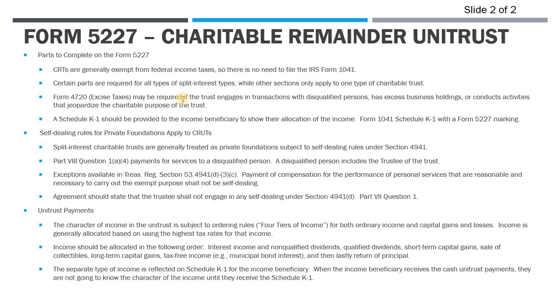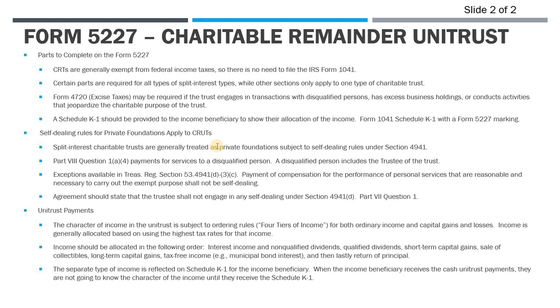All right, so what parts are we going to be completing here? CRTs, again, are exempt from federal income taxes, so we don't have to do the 1041. Right now, the 5227 is very comprehensive, right? So there's going to be a lot of parts that will apply to net income CRUTs or net income CRUTs with makeup, or just regular CRUTs, lead trusts. And we'll see this when we go through the parts, there are going to be sections that you are basically just going to omit because we have a type of trust that part does not apply to.